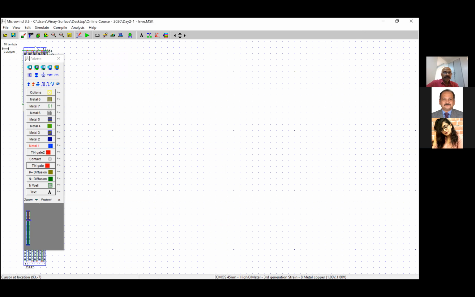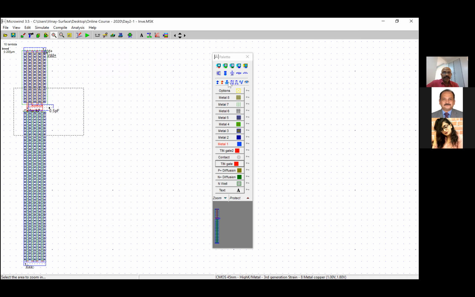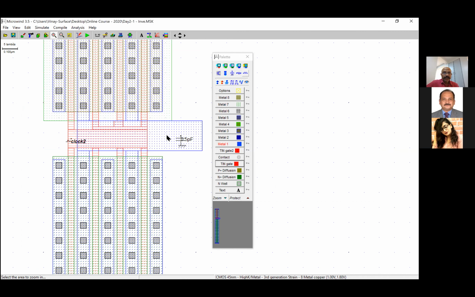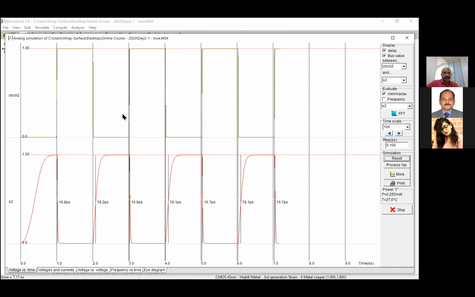I zoom into this area, take the visible node and call it S2, and simulate this. Here you can see that the rise time performance is the same, 78 picosecond, but the fall time performance has improved drastically. It's 16 picoseconds now, which is correct because we have given an enormous amount of current to the NMOS, around 17 milliampere.